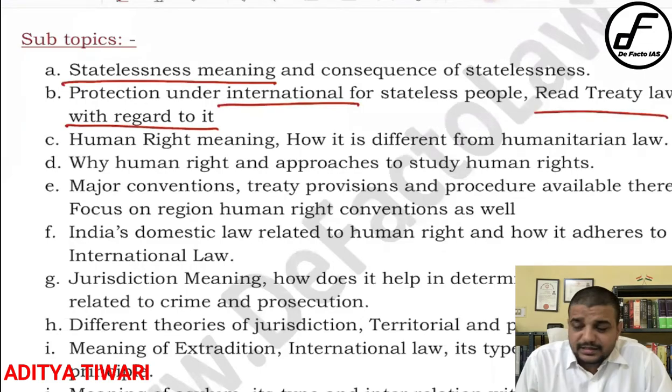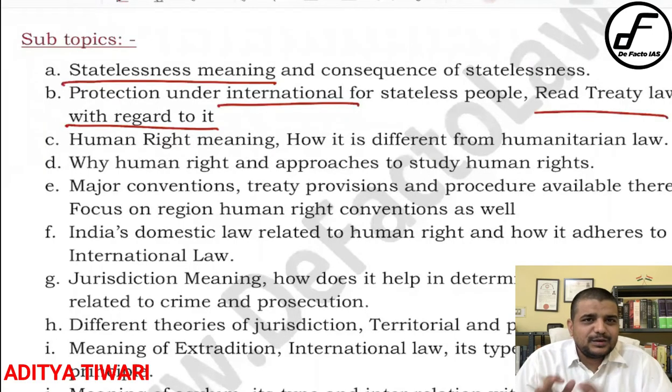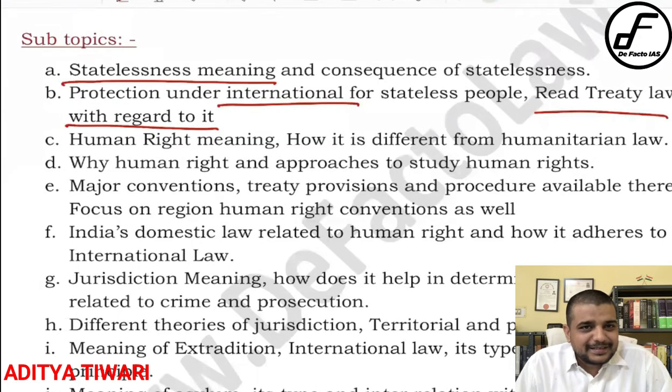Now, one critical right in the case of stateless people is that if a stateless person is at your border, then you cannot determine his or her statelessness at the border. You have to first admit that particular person. Once the admission takes place, only then will you determine the character of the statelessness. Once he is admitted at your border, multiple other international conventions apply.